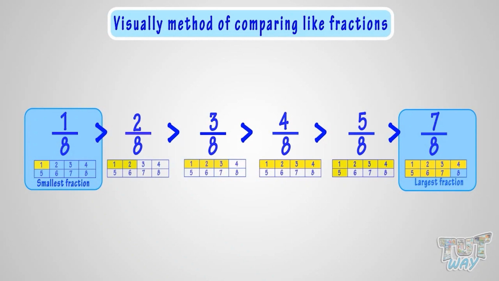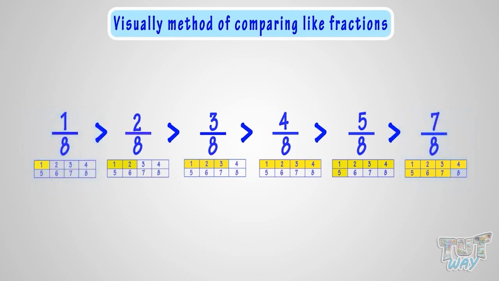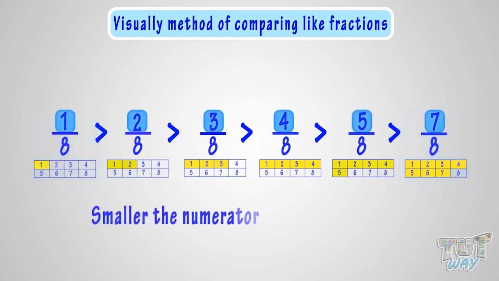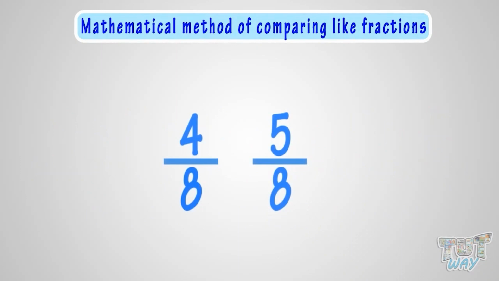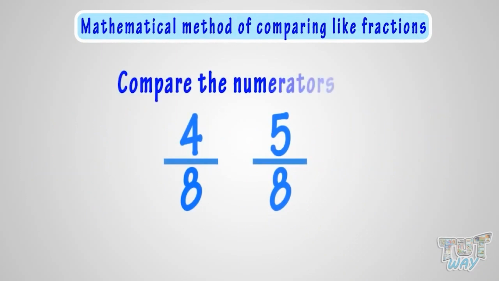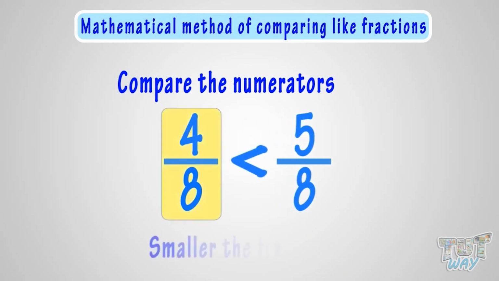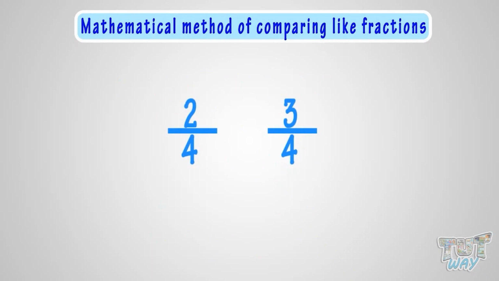From the visual method of comparing like fractions, we saw that the smaller the numerator, the smaller the fraction. So the other way of comparing fractions is to just compare the numerators. And the smaller the numerator, the smaller the fraction. Now, let's see some examples.